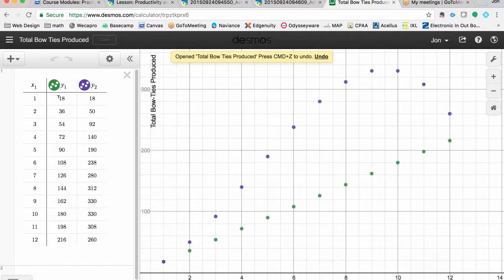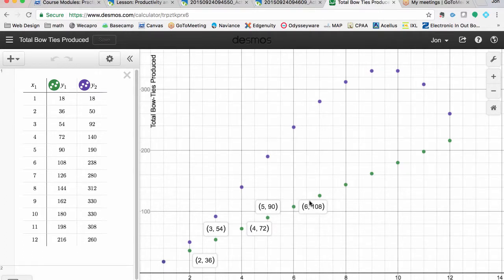So here's that first one, right? Remember, for manufacturer A, for every new worker, they made 18 more bow ties. So you can quickly see what's going on with this one, right? It's growing. It's a nice straight line.